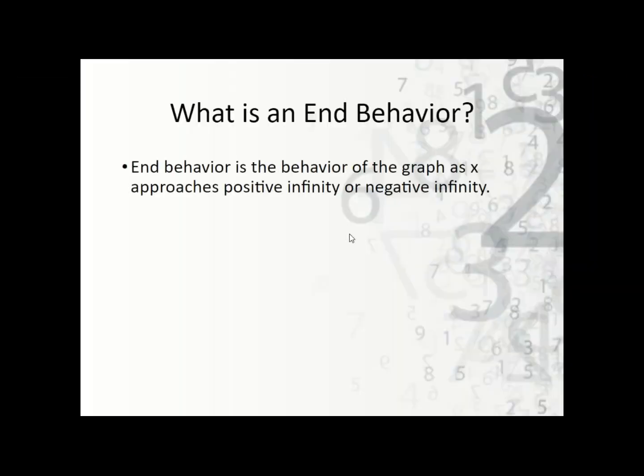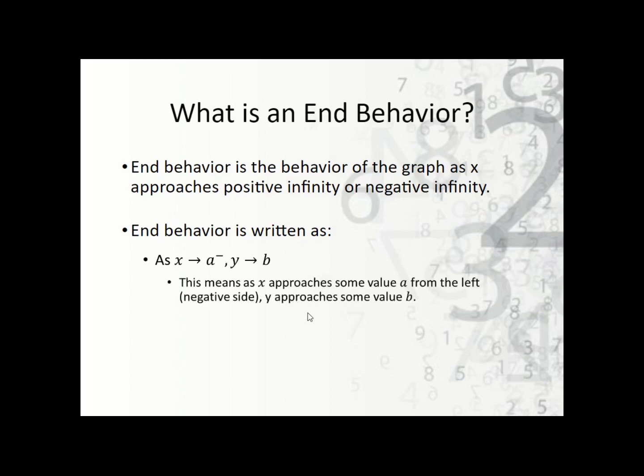End behavior is the behavior of the graph as it approaches positive infinity or negative infinity. So end behavior can be written as this: as x approaches some value, and it doesn't always have to be infinity or negative infinity. It could be some value. It could be the asymptote. So as it approaches, and this negative sign means that it's approaching from the left side. So as it gets close to that point from the left side, y is approaching some value. The other version would be as x approaches that point from the right side, then y is approaching something.